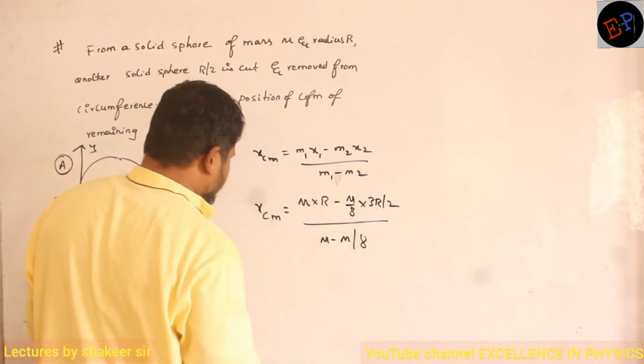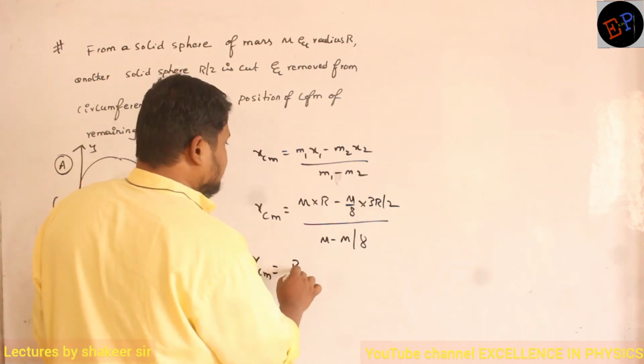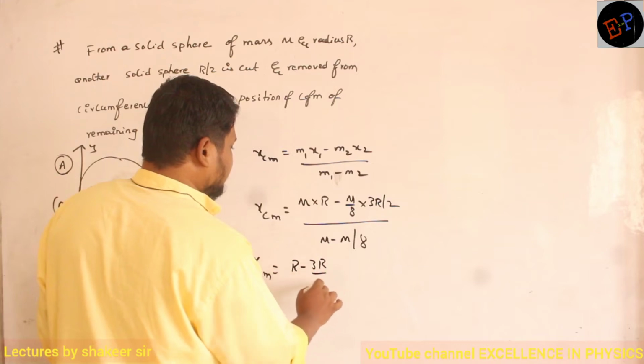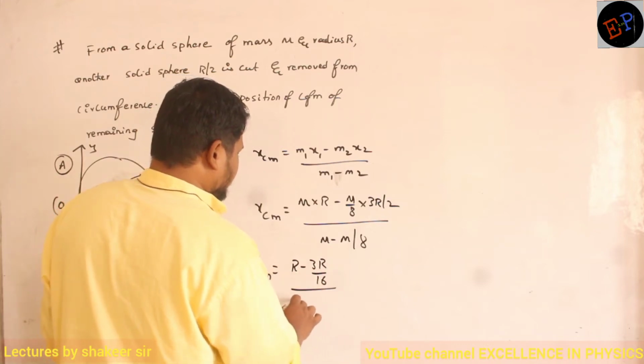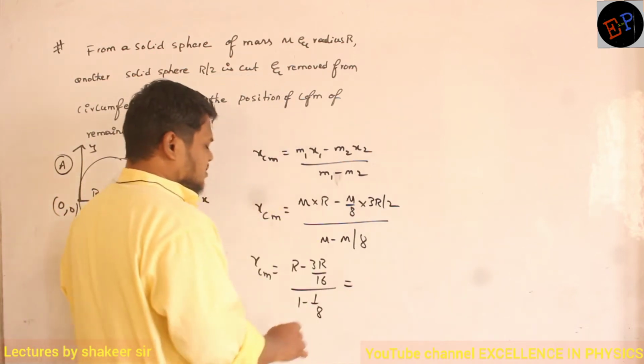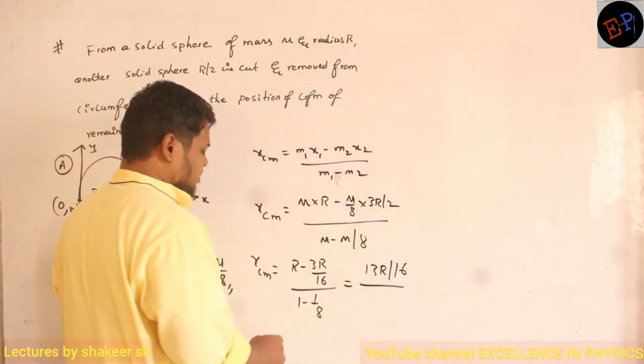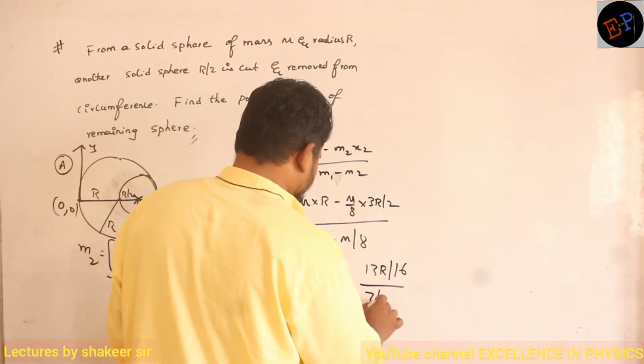So mass gets cancelled. So x center of mass is equal to r minus 3r by 16 divided by 1 minus 1 by 8. Clear? So 16 minus 3 is 13. 13r by 16 divided by 8 minus 1, 7 by 8. Clear, no?